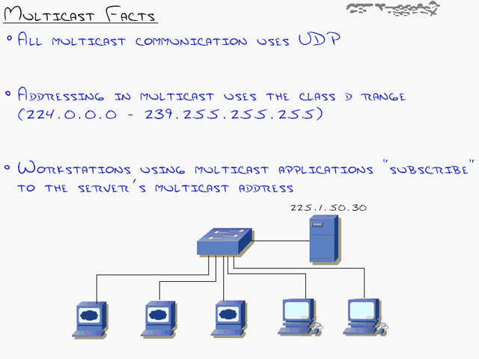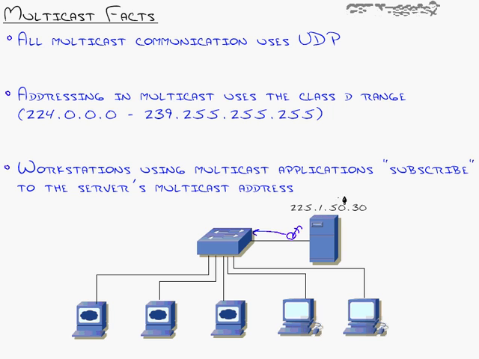Now, here's where the concept really comes in. Workstations using multicast applications will subscribe to the server's multicast address. It's like these three computers. It's the same image I had in the previous slide. These three computers maybe want to receive from the server. And let's say instead of Ghost, this is internet radio. So we actually have little music notes coming out into the network right here.